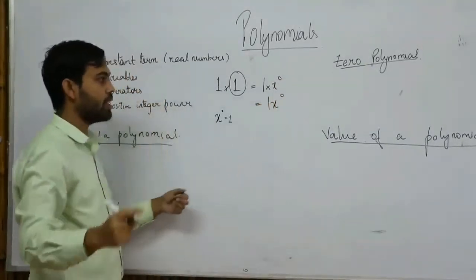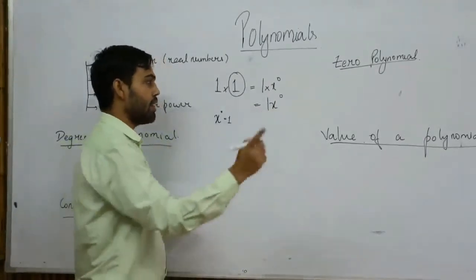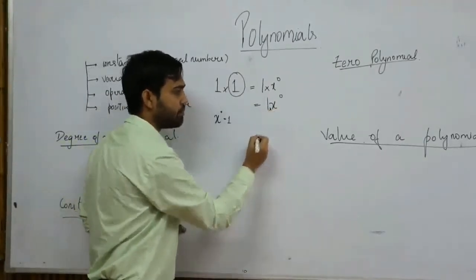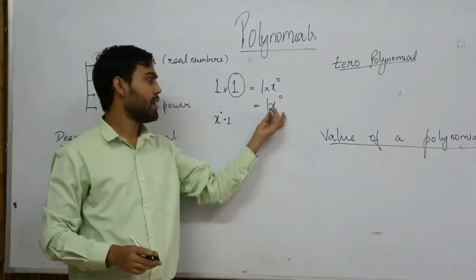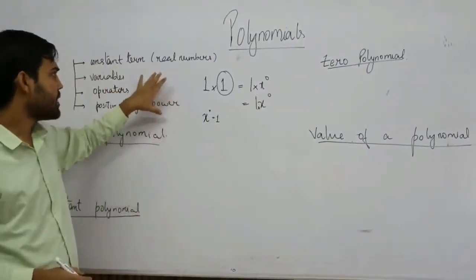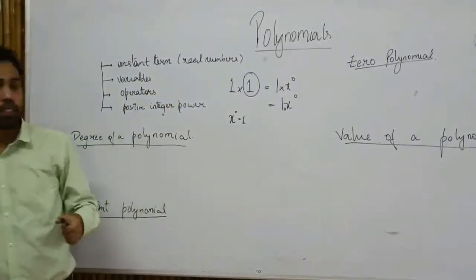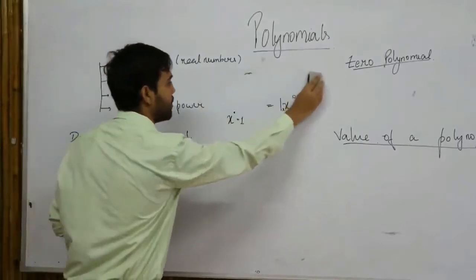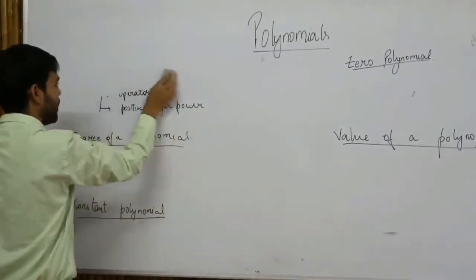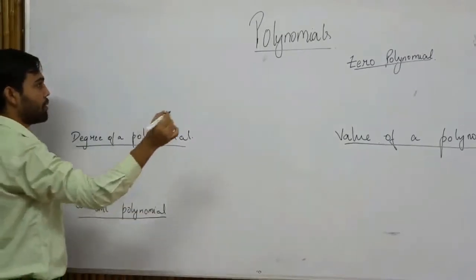So you notice one thing in here, I have a variable, I have some constant terms in here, and also there is an operation. And this variable contains a positive integer power in here. So these are the conditions that it should satisfy to form a polynomial. Let us look at some examples of polynomials.